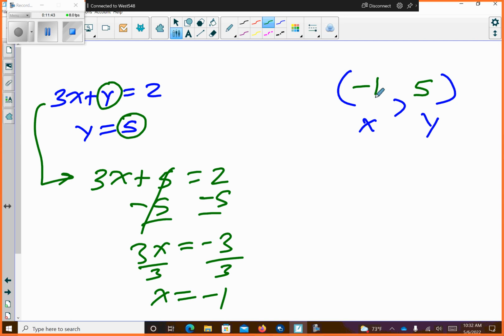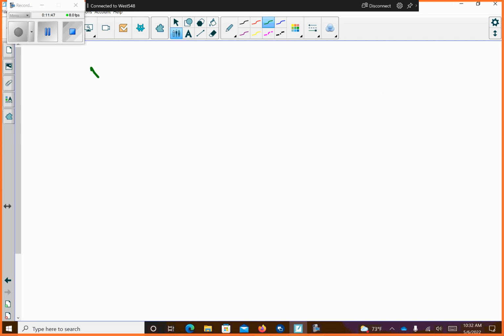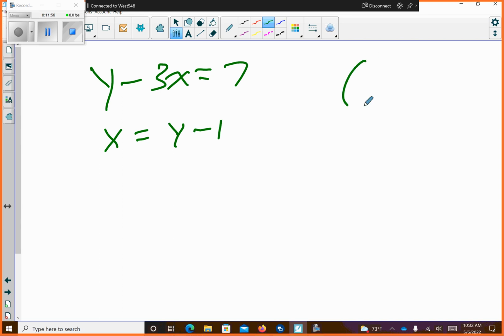All right. Now the second equation, we have y minus 3x is equal to 7. And then we have x equals y minus 1. So remember, I'm looking for an x and a y value. Do either of those equations say this is what number x is equal to, or this is what y is equal to as far as numbers go? No, I can't see it yet.